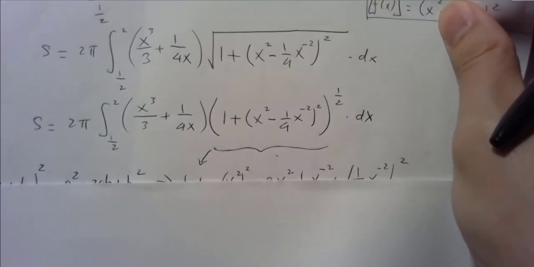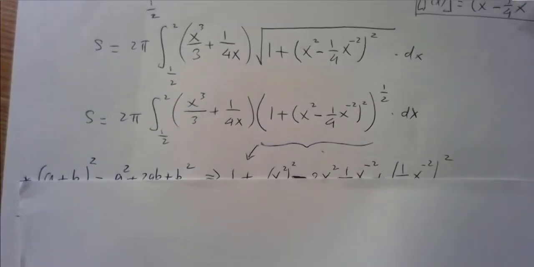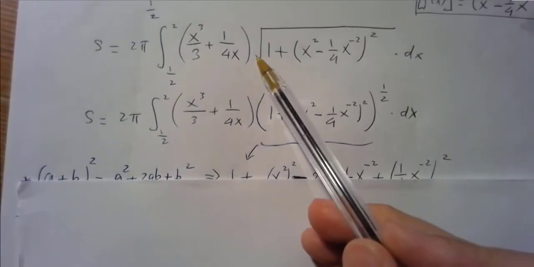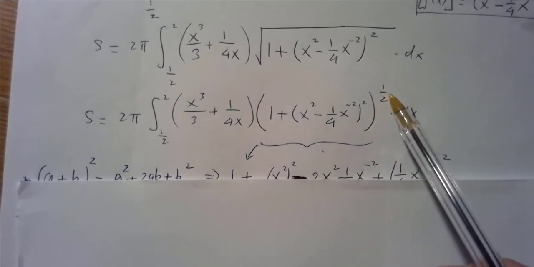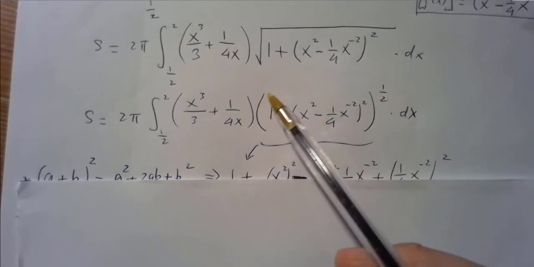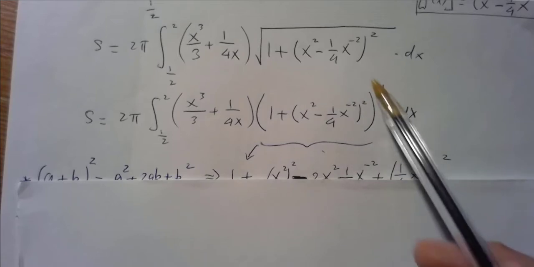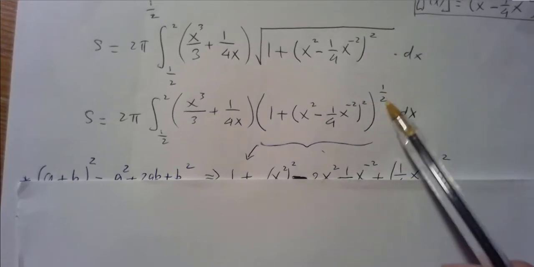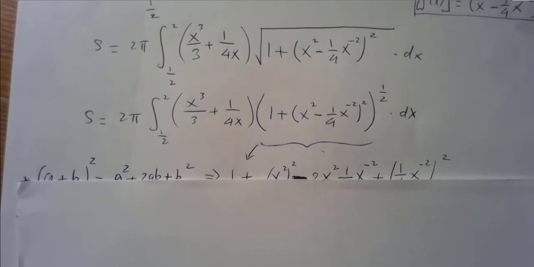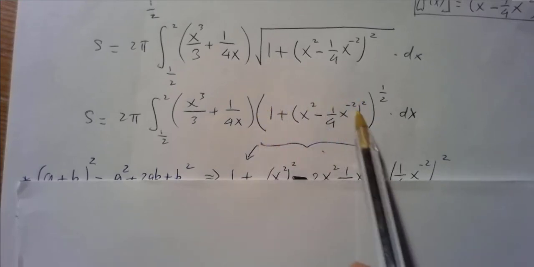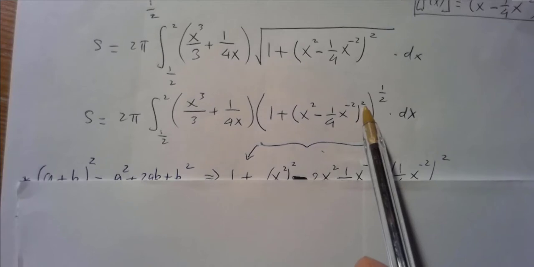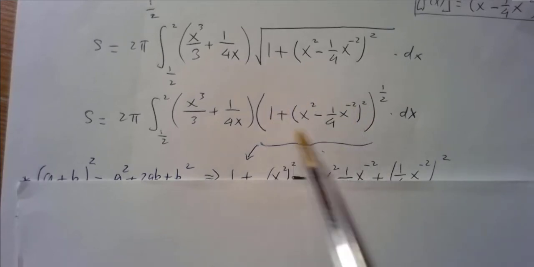Okay, so we know that the square root means everything to the power of 1/2. So I did not change anything yet. I just rewrite the square root into the power of 1/2. And now let's focus only on this term right here, the one under the square root. So let's try to simplify the whole thing.